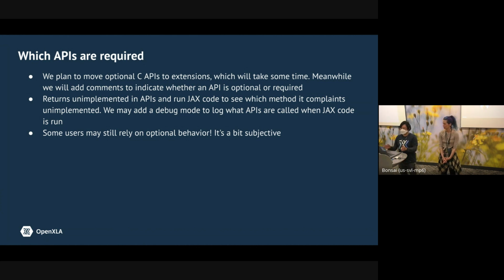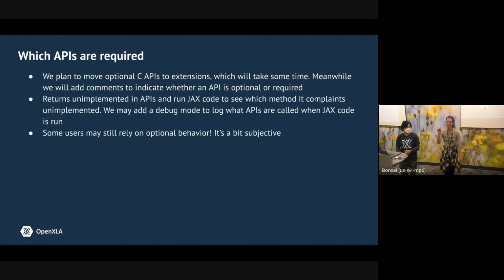So one common question is which APIs are required to implement a PJRT plugin. We plan to move the optional C APIs to extensions, which will take some time. Meanwhile, we will add comments to indicate whether an API is optional or required. Another way to do it is to let your plugin return unimplemented in most of the methods, and then run some JAX code like I showed earlier, and check which methods are being called, and whether you need to implement them.